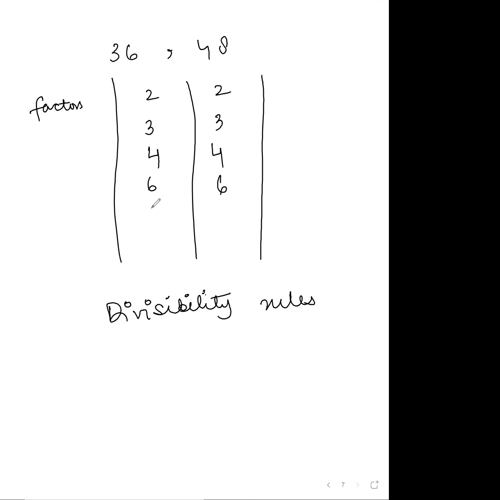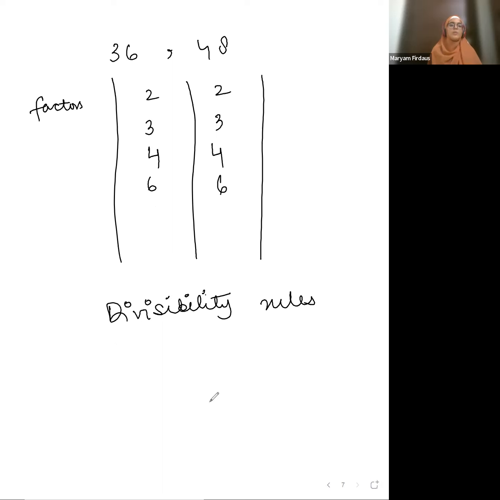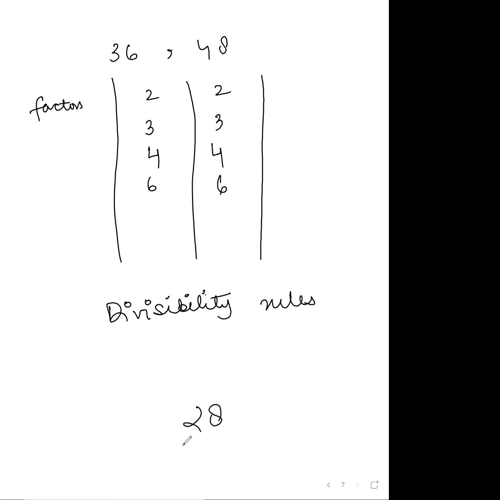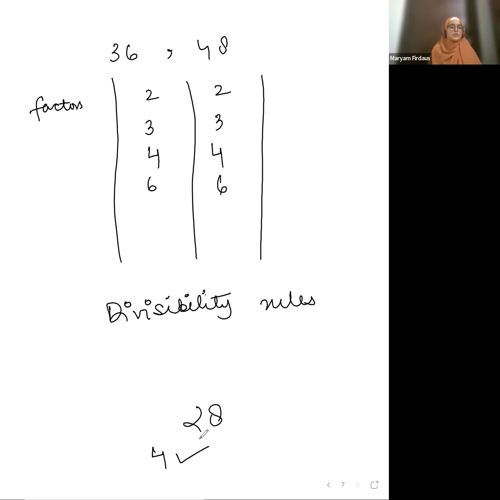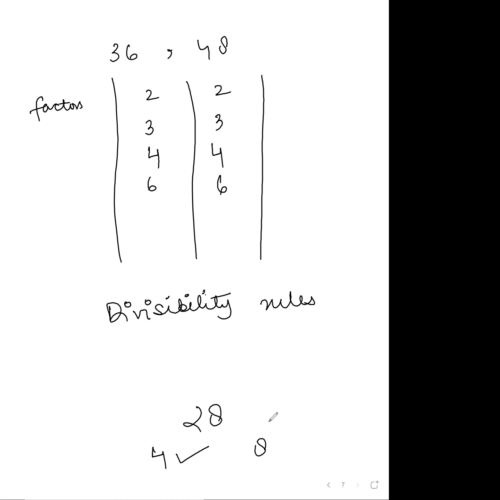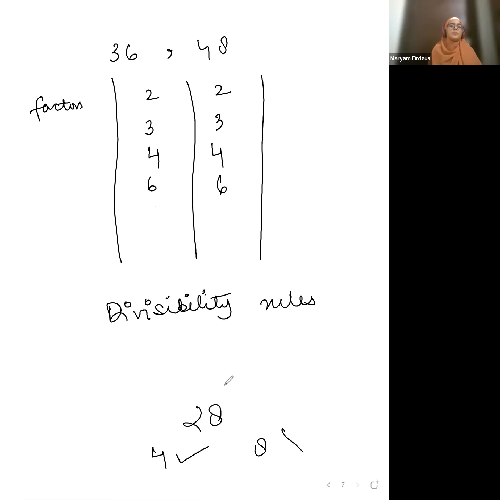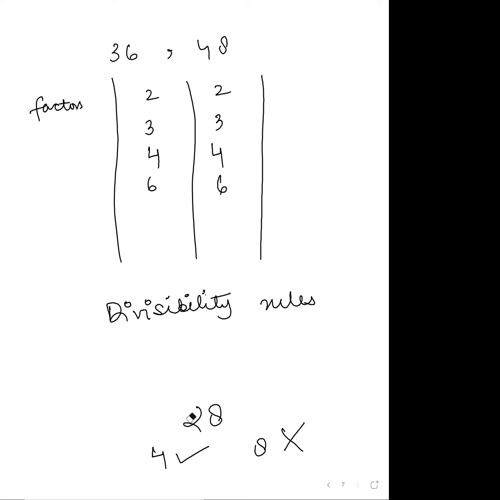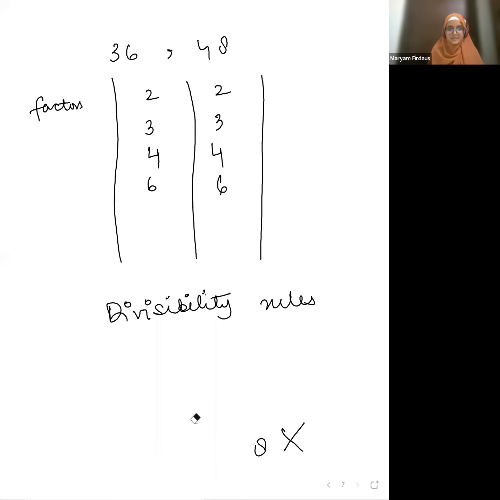I think if a number is divisible by 4, then it is divisible by 8. Okay. What about 28? Is it divisible by 4? Yes, it is divisible by 4. 4 7s are 28. Is it divisible by 8 though? No. So what happened to your hypothesis? Not true, right? Yeah.